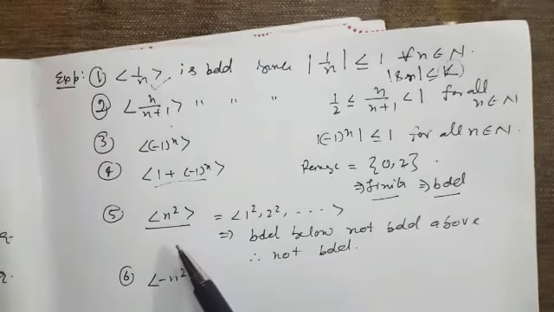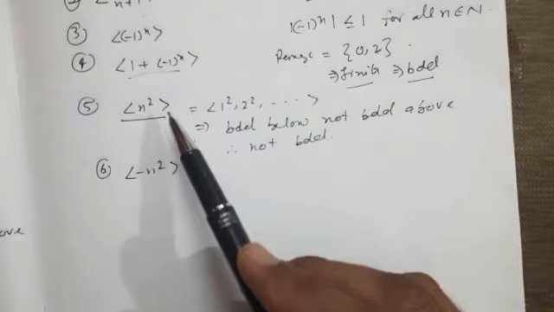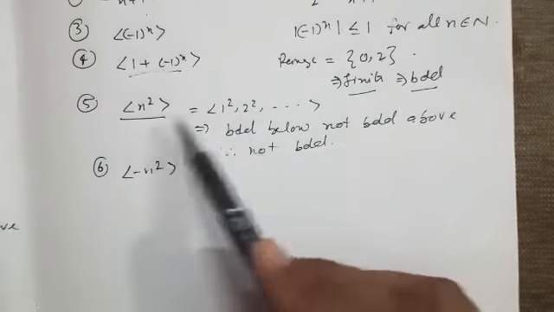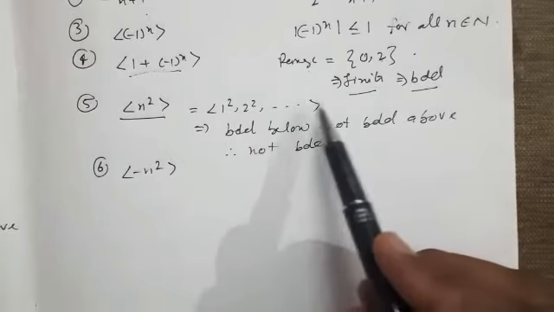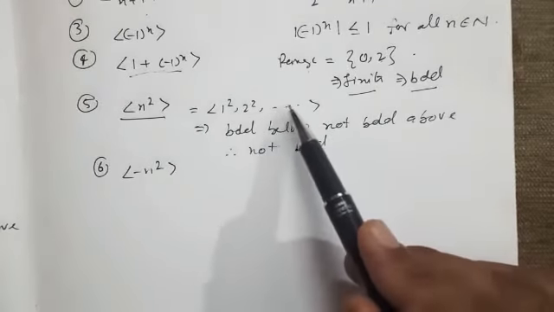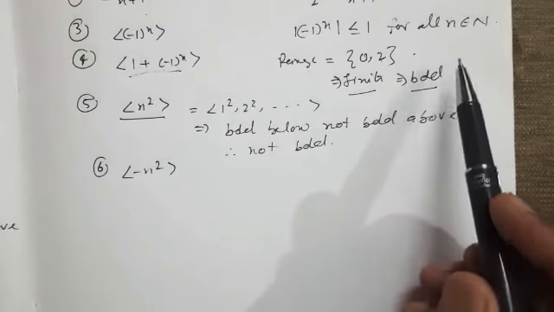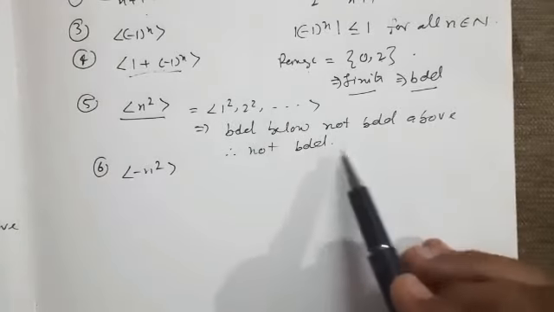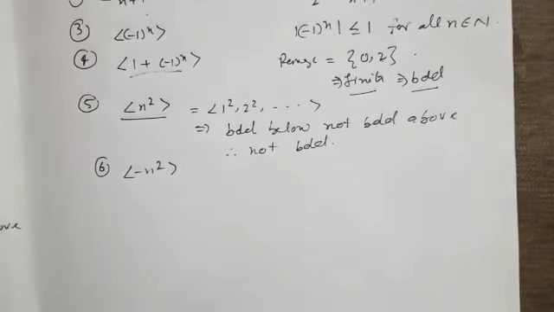And if we are taking this set, n square, and the expansion of n square is 1 square, 2 square, and so on, then you can see 1 square is the lower bound of this set, but an upper bound does not exist. It means it is bounded below but not bounded above, therefore this sequence is not bounded.